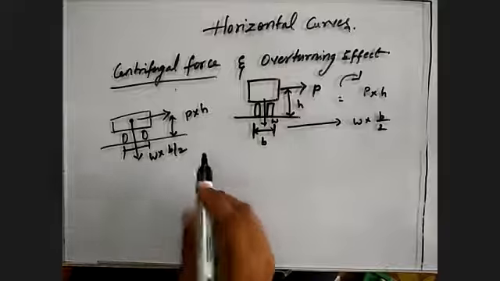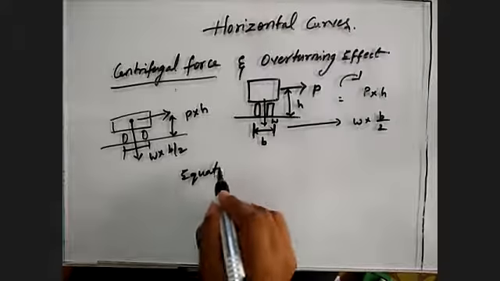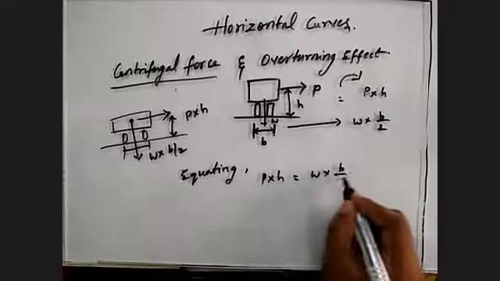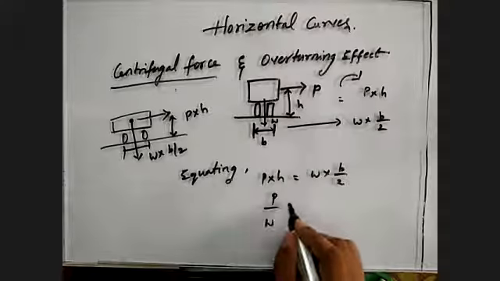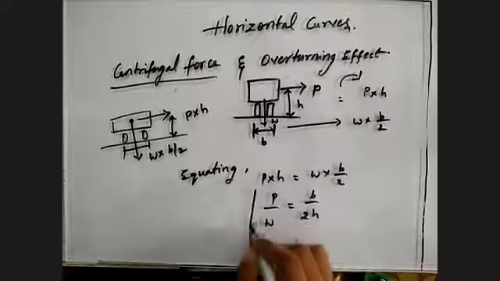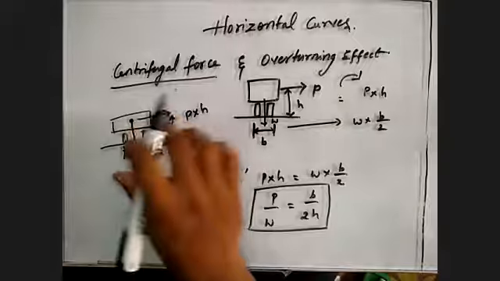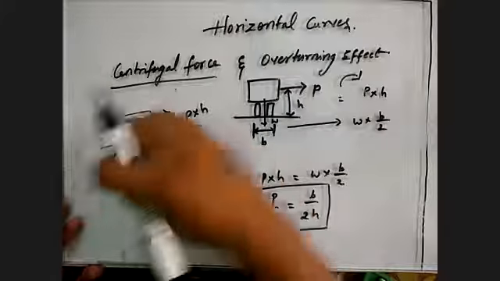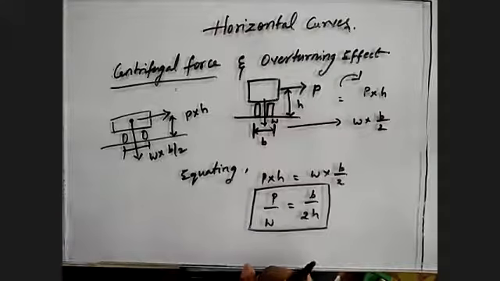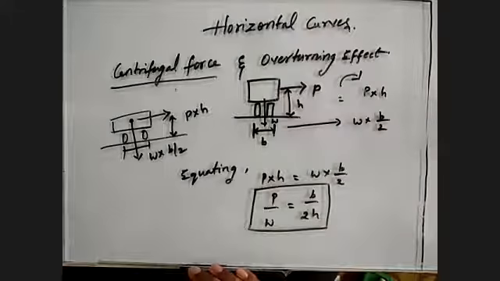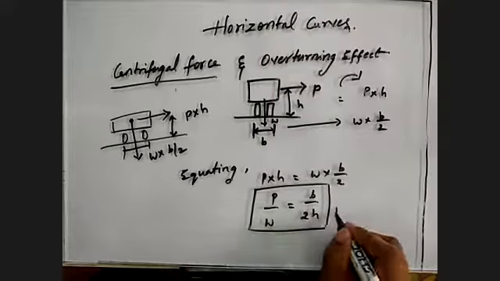Now let us equate the moments. Equating P into H with W into B by 2, we get P by W is equal to B by 2H. So this is the important condition number one we need to remember. In order to have the vehicle in equilibrium, the centrifugal force should not drag it outside, and the weight should hold it balanced. So the equilibrium condition should be P by W is B by 2H. That means the height of the vehicle should decrease with respect to the width.